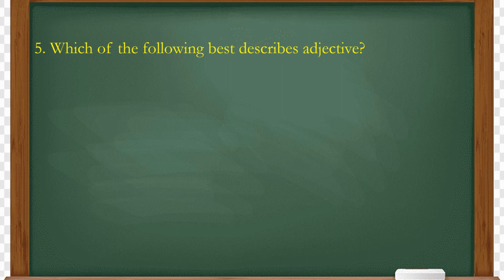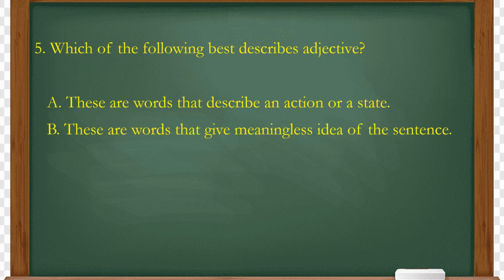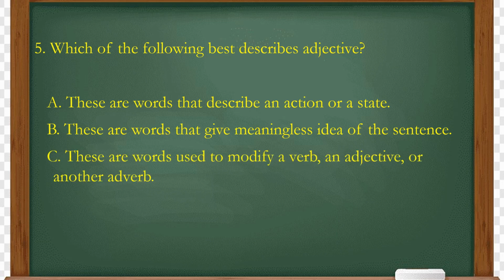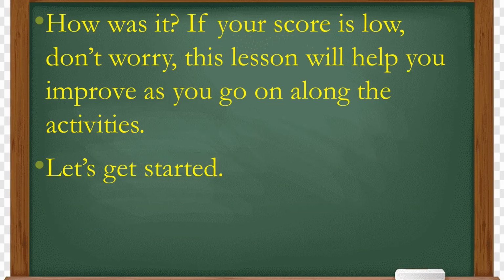Number 5. Which of the following best describes adjectives? A. These are words that describe an action or a state. B. These are words that give meaningless idea of the sentence. Letter C. These are words used to modify a verb, an adjective, or another adverb. Letter D. These are words that are used to describe or modify nouns or pronouns.